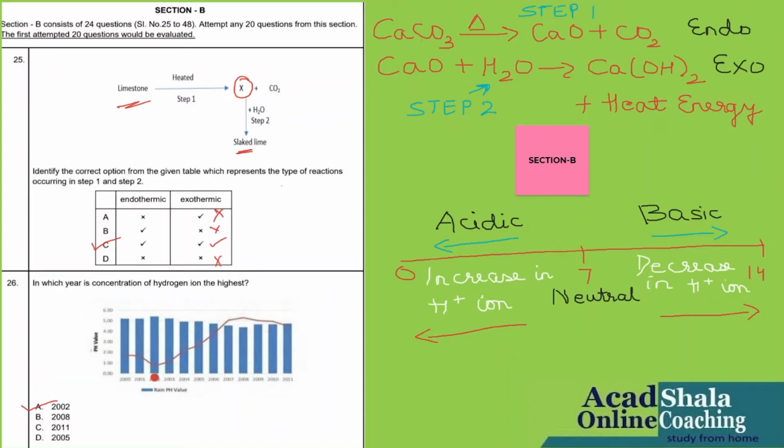According to the demand of the question, I have to tell about the highest hydrogen ion concentration. The least pH value will tell you the highest concentration of hydrogen ion. So it was in 2002, and I will choose the appropriate answer, that is A among the 4. This is also done, children.